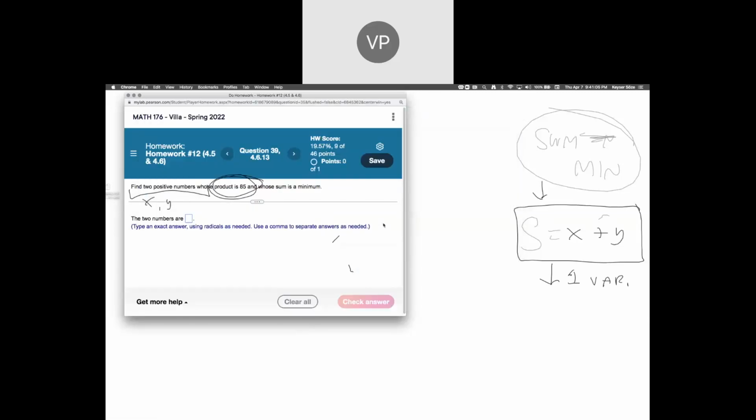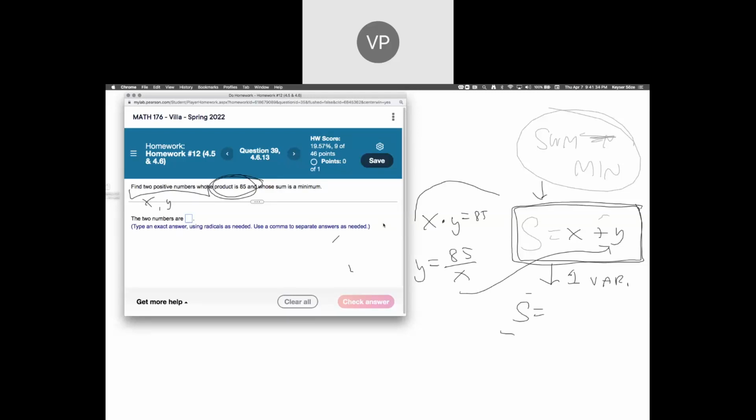Okay, the product is 85. That means if you multiply x and y, you get 85. So I have this equation that I'm trying to take the derivative of, the minimum sum. I need to get rid of one of the variables. I'm going to use this right here to get rid of one of the variables. So it doesn't matter which one. Solve for any one of them. Okay? y equals 85 over x. I'm going to use that right there.